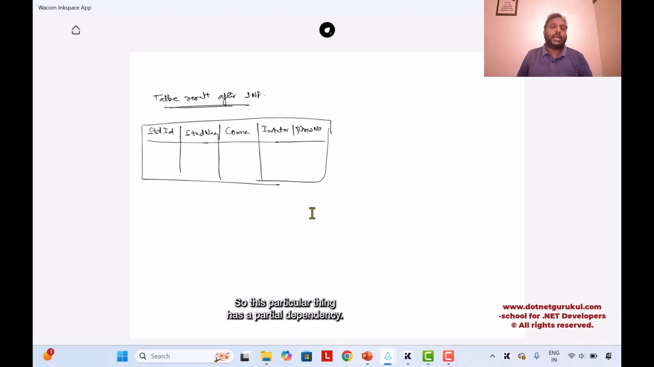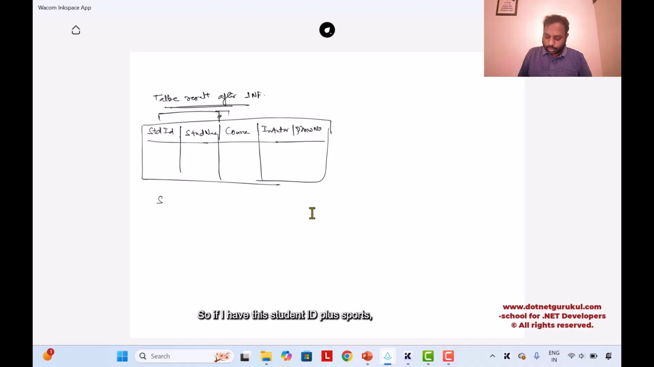This has the partial dependency, and you know what partial dependency is now. If a plus b is a composite primary key, then all the other columns, like student name, instructor, and phone number, have to be derived from this composite primary key, which is the student ID and the course. But I can find the student name with respect to the student ID alone, which is wrong. That is the partial dependency.